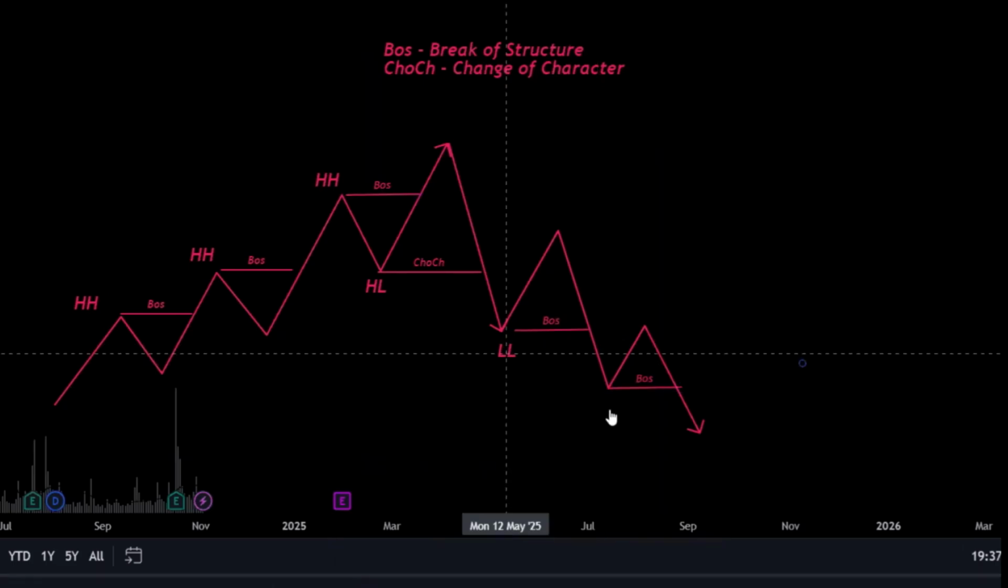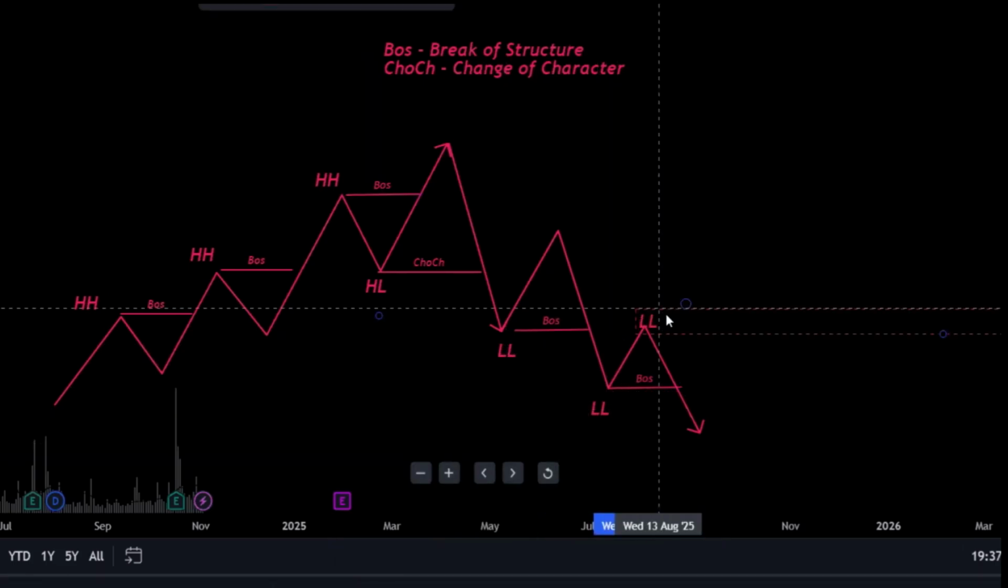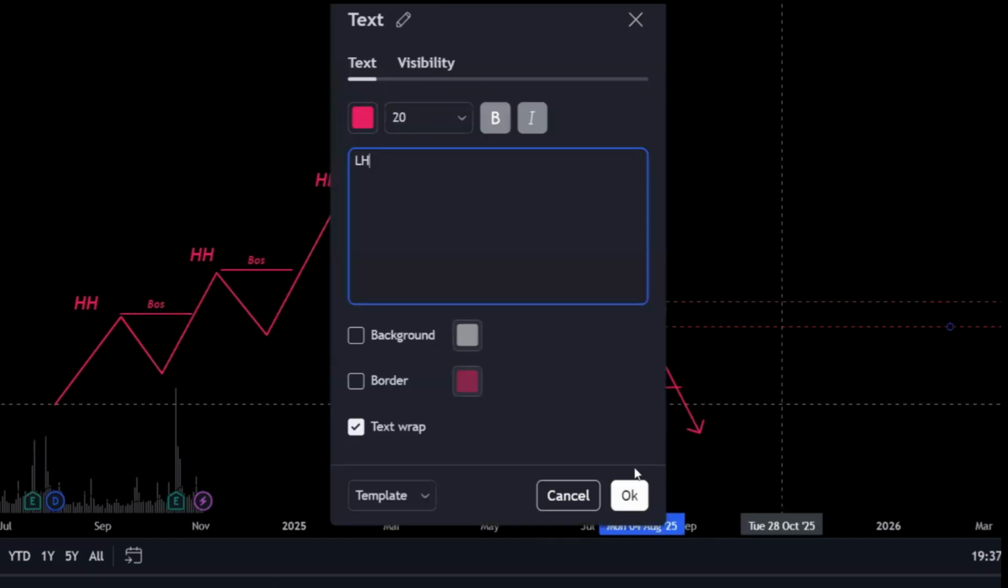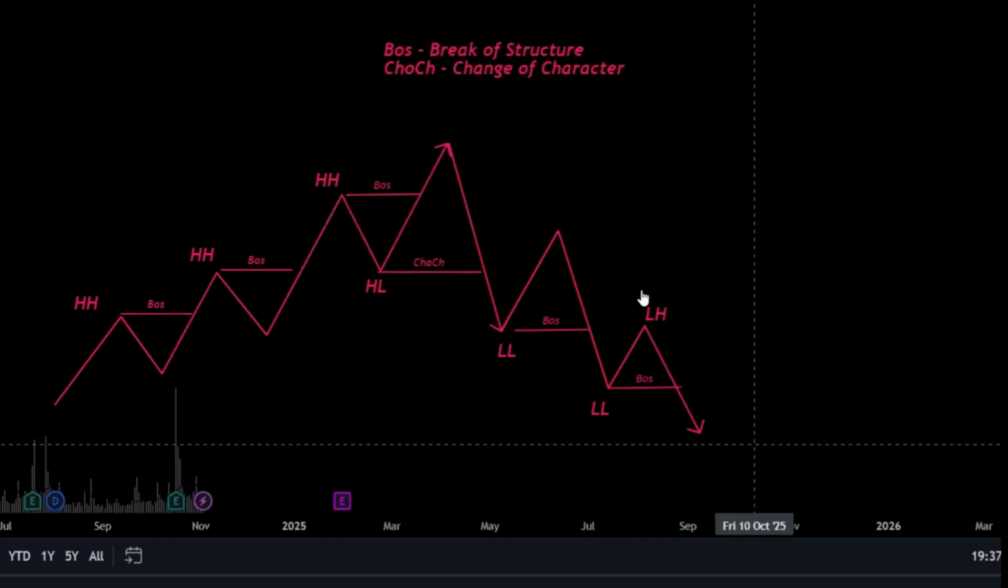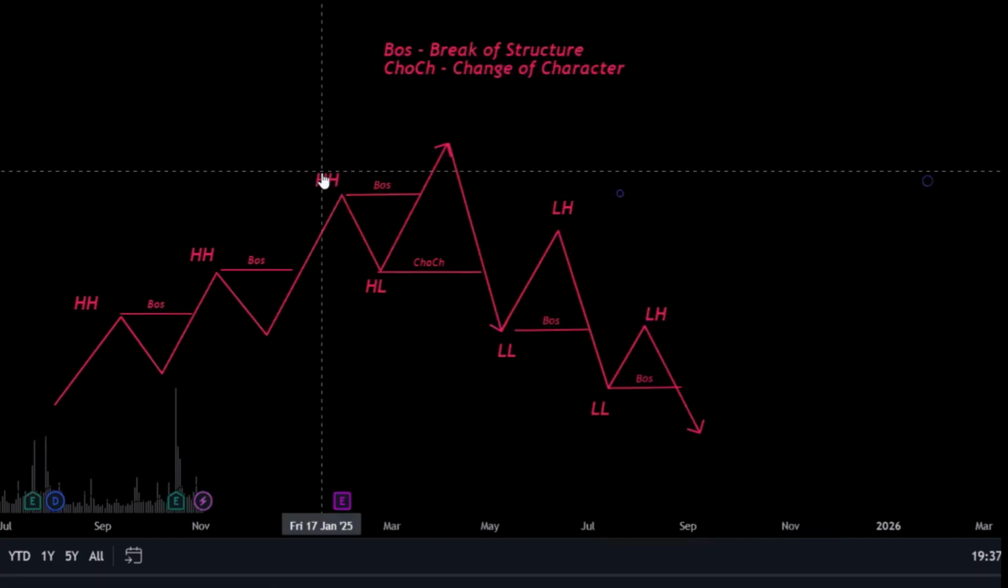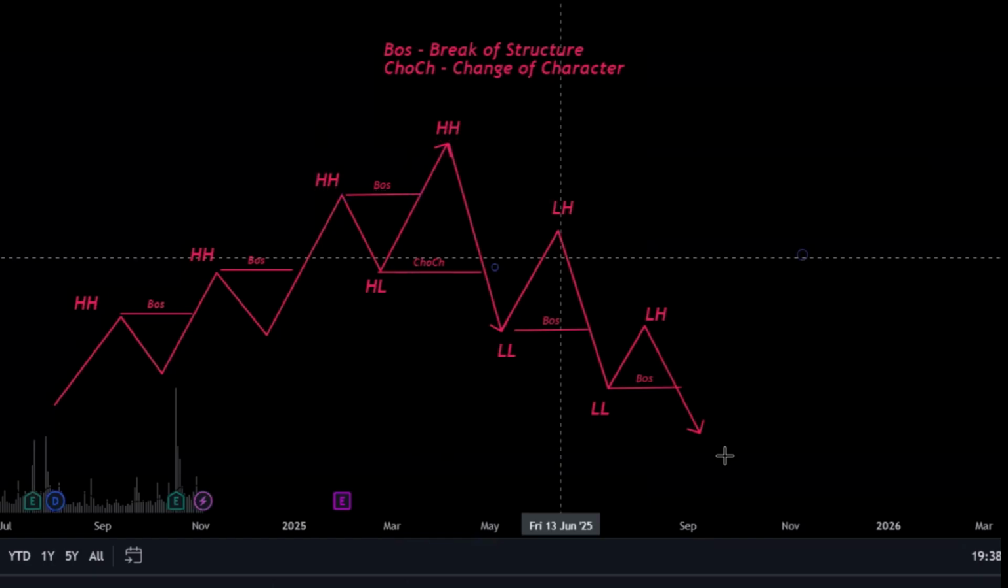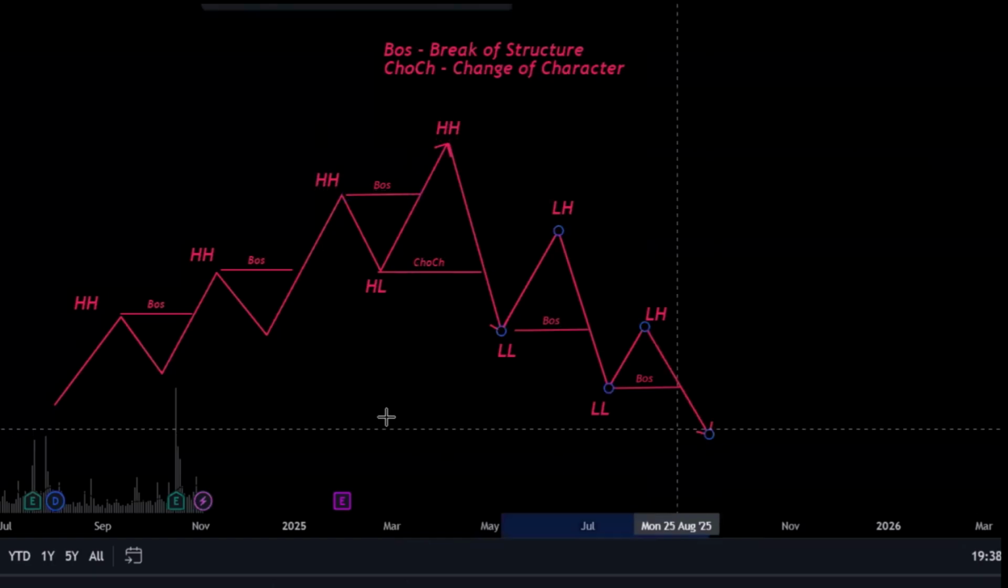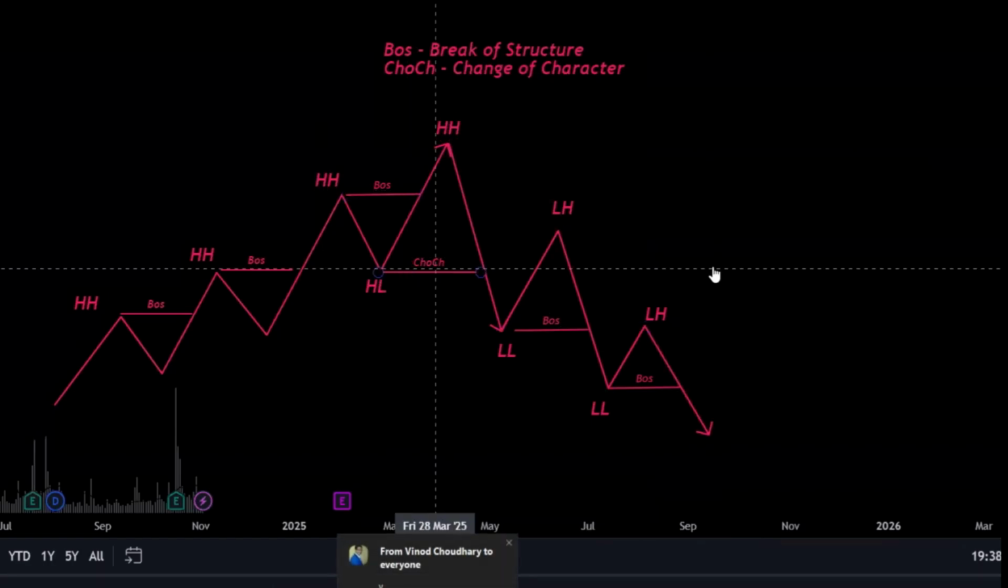So again, lower low, lower low. We'll use this as a lower high. And this is going to continue. This was our higher high. This makes sense to everyone? The idea of change of character.